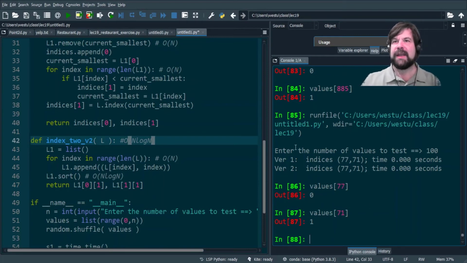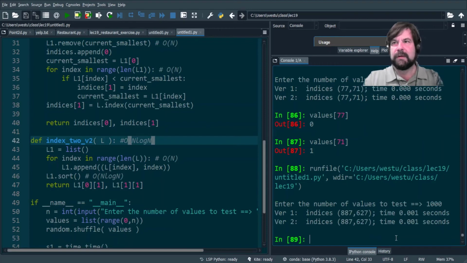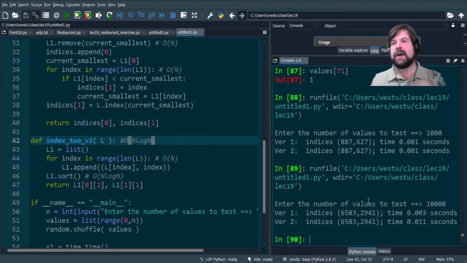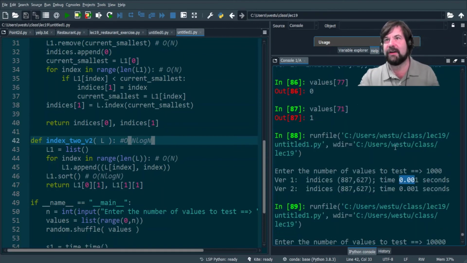Let's look at the timing. We tried running this with 100, and it didn't really give us good answers. It gave us 0. Let's try 1,000. Okay, at 1,000 they're pretty much equal. Let's run it at 10,000. Okay, now we're starting to see something. This takes about 3 thousandths of a second, and this takes about 11 thousandths of a second. So we're starting to see a difference. They started out equal, at 0.